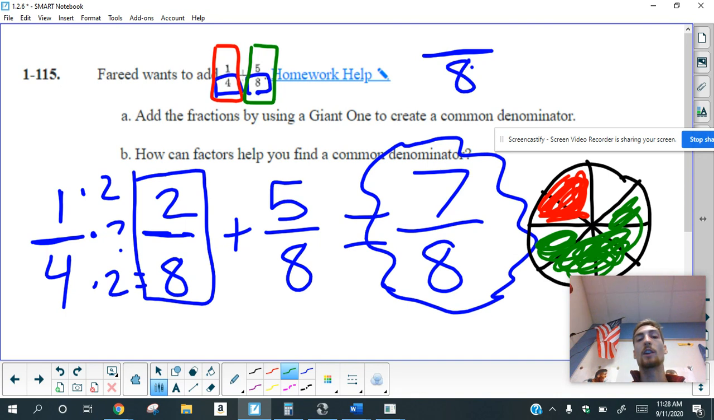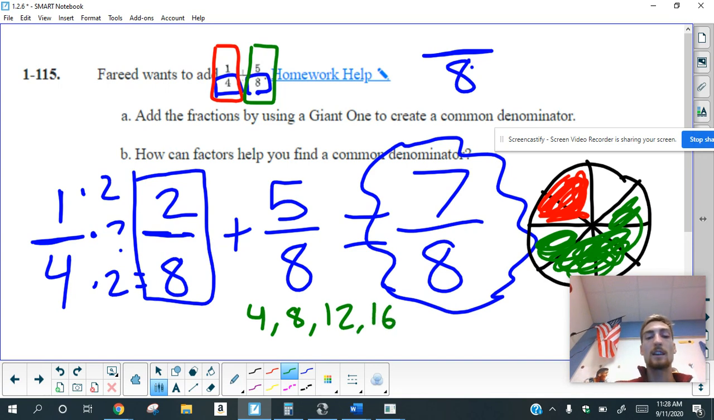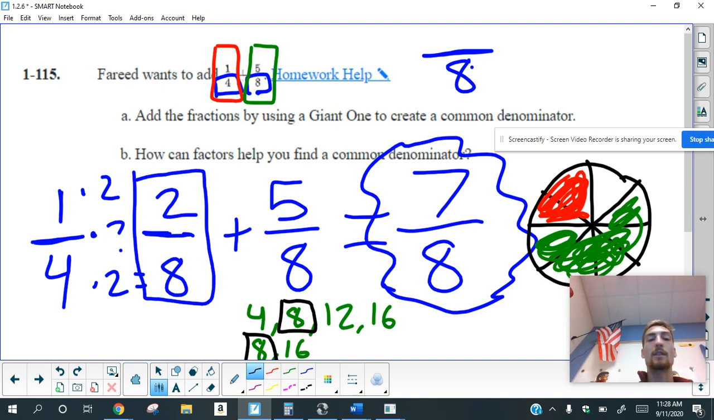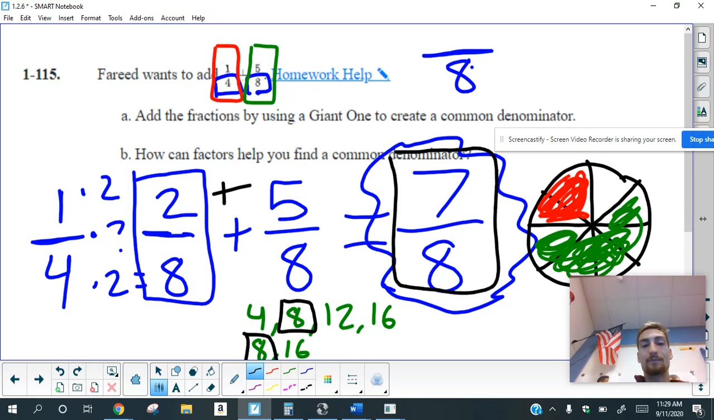And then part B says, how can factors help you find a common denominator? Well, we need to figure out what number both 4 and 8 go into. And so we could create a little list here. We could say 4, 8, 12, 16, and then if we started with 8, 16, and so on, and we'll notice that 8 would be called the least common multiple, or the smallest number that both 4 and 8 go into. And then finding that common denominator allows us to add straight across on top, right? We could just do 2 plus 5 on top, and then just keep our denominator the same on the bottom to arrive at our answer. All right, so that's how the common denominator being the same can help us.